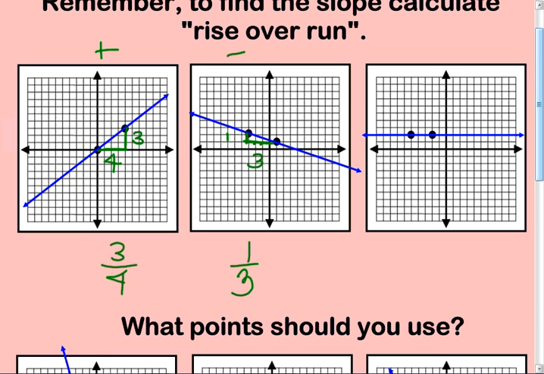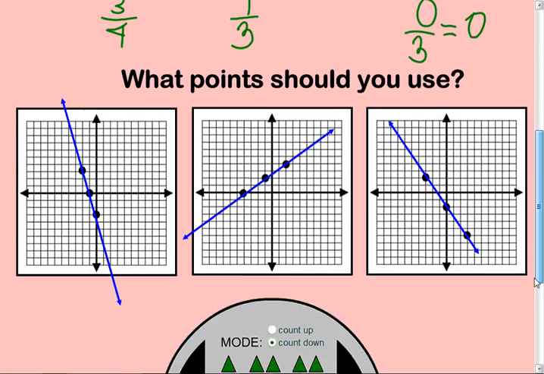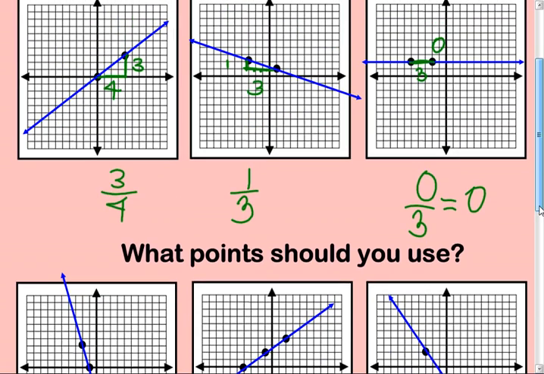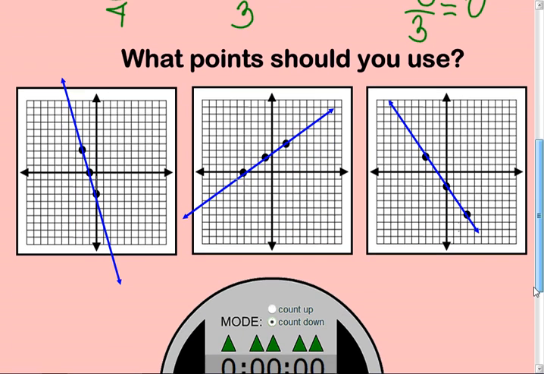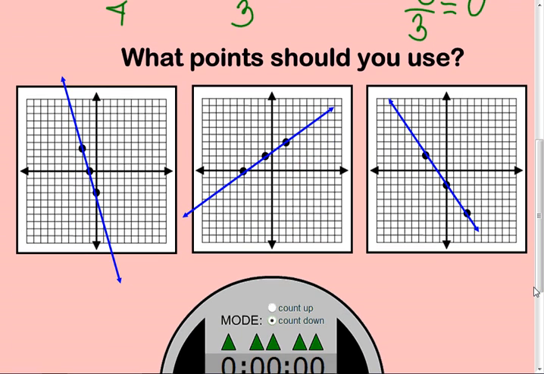What about this one? Kendra, do you know what this one is? It's 0, because I'm going to go over 2 or 3, but I'm going to go up none. So that's 0 over 3, which I will not accept as an answer. You must change it to 0 or undefined, depending on which one you have. So that one horizontal will be 0, but vertical is going to be undefined. Right. Okay, you guys try those. We're going to walk around and see how you do.